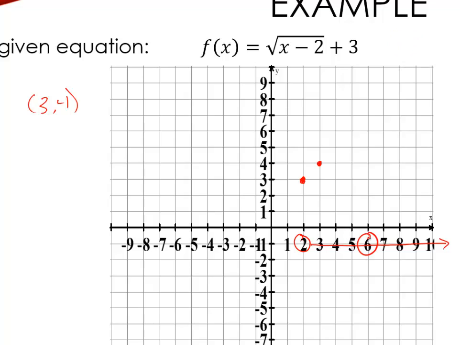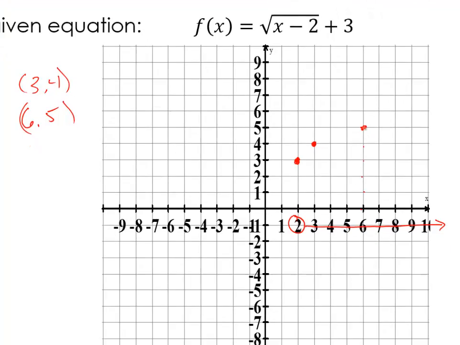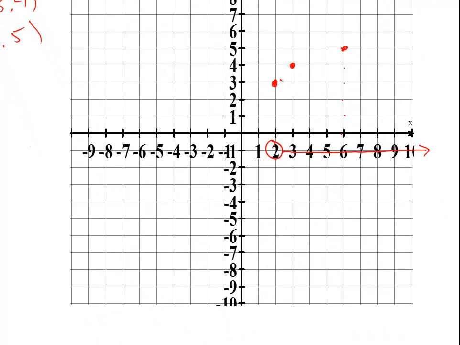Plug in 6. Plugging in 6, we have 6 minus 2. What is the square root of 4? It's a whole number, which is going to be 2. So that works out. So we're going to have 2 plus 3, which is 5. So our next point would be (6, 5). So 6, 1, 2, 3, 4, 5. And we have 3 points. We can go ahead and call that a graph. So just go ahead and connect your dots.